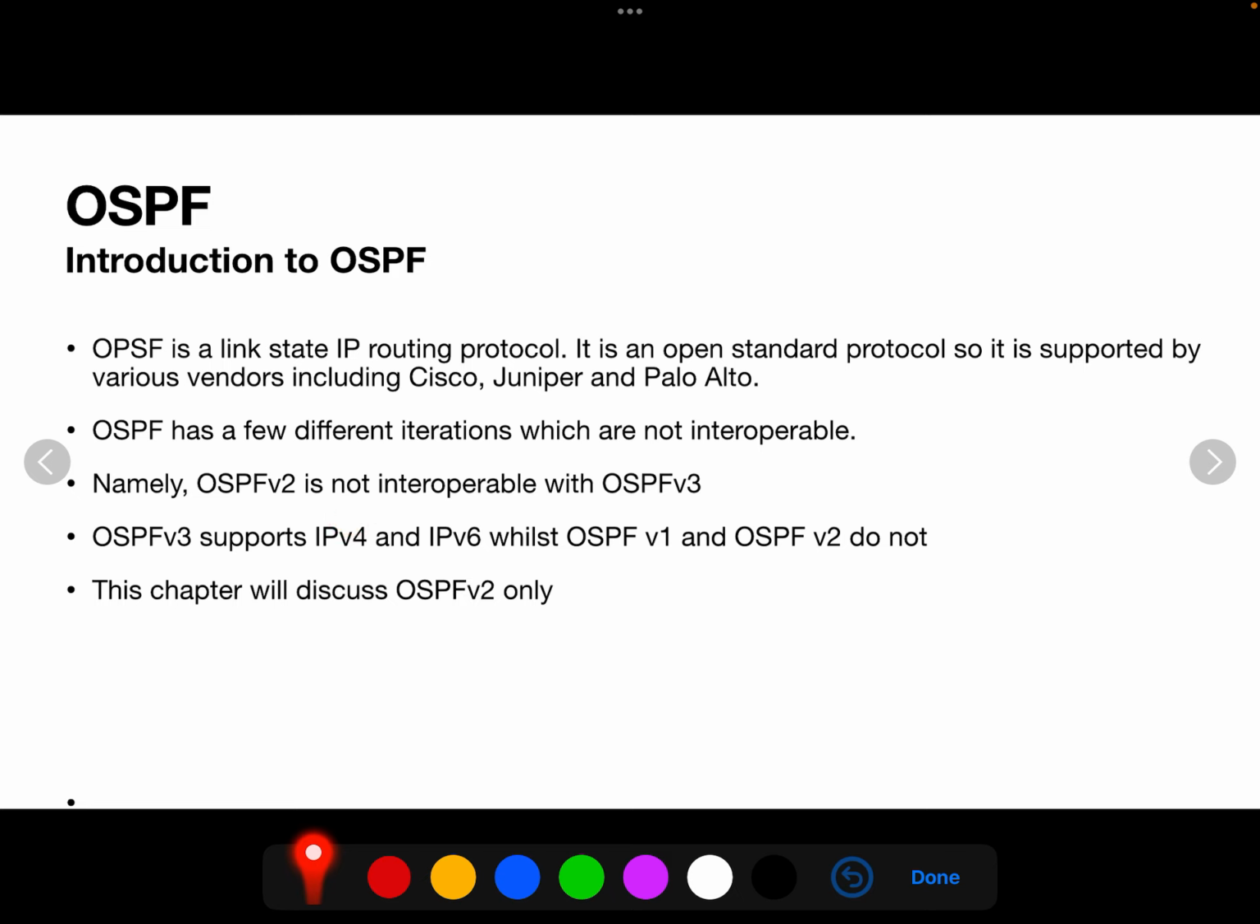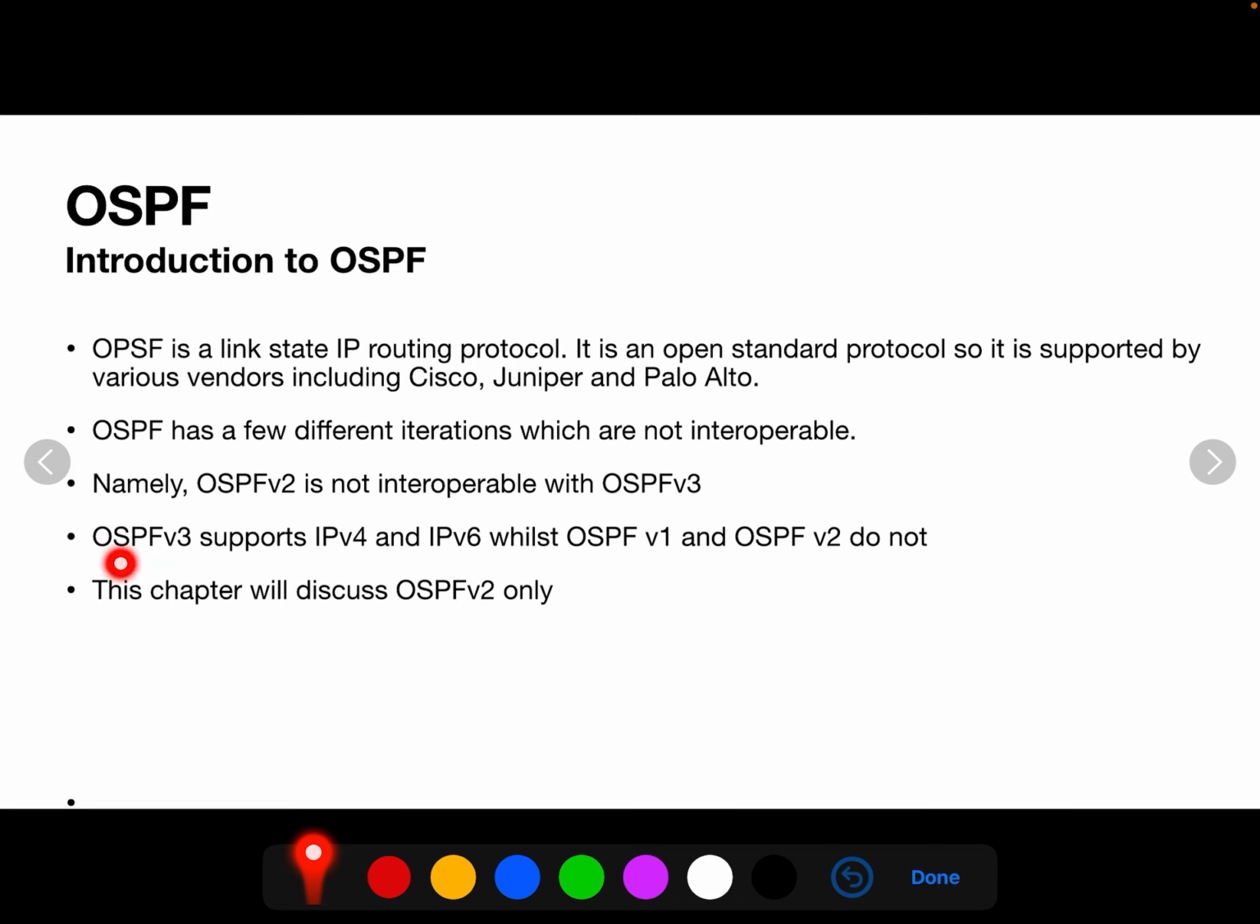If you've got a router with OSPF version 2 and a router with OSPF version 3, those two are not compatible. They're not interoperable because of those different versions of OSPF running on them. You can't use OSPF version 2 and version 3 and interoperate them. It does not work like that. You have to have version 2 on both routers or version 3 on both routers.